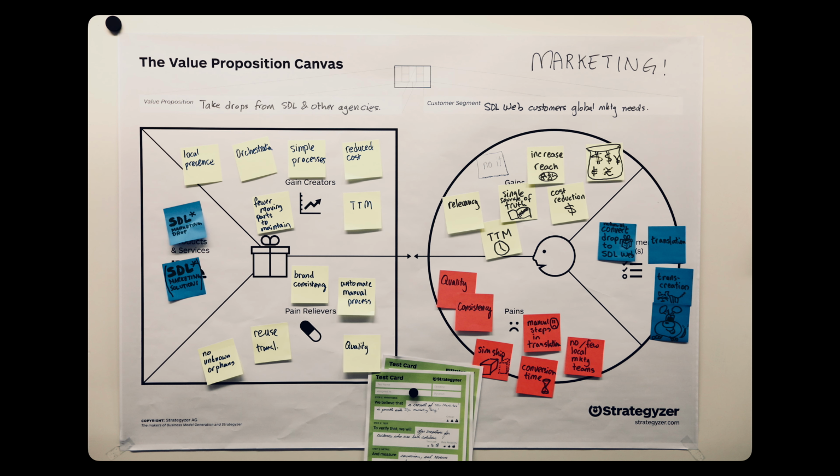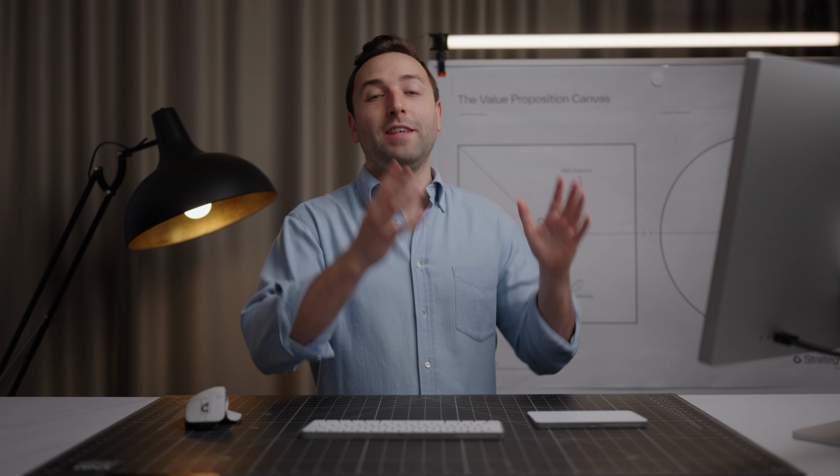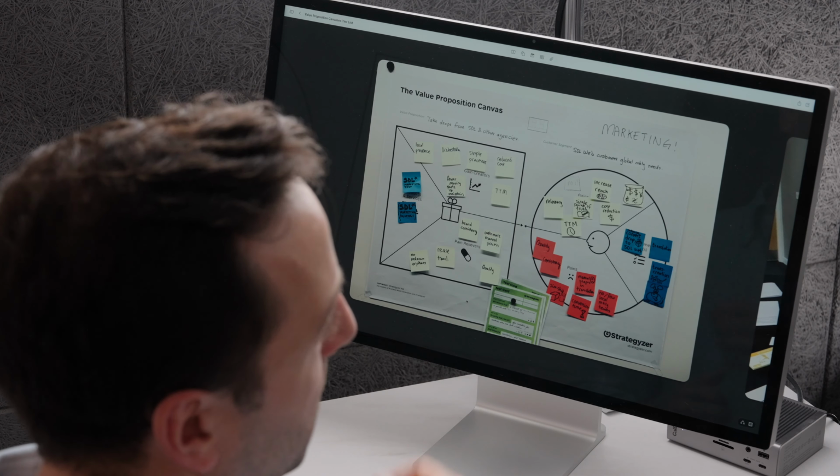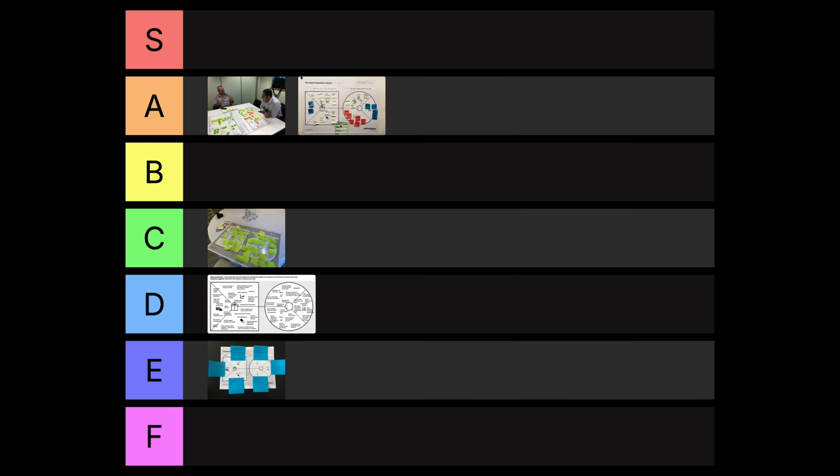I can't emphasize enough how the value proposition canvas is not a static document. It's something you go back to and update when you've run business experiments and actually spoken to customers. So great to use those test cards as well. I'm going to put this in A tier.